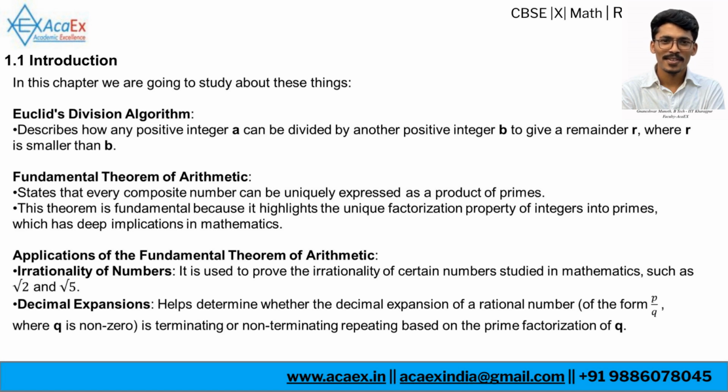Euclid's division algorithm. This principle describes how any positive integer a can be divided by another positive integer b to yield a remainder r that is smaller than b. The fundamental theorem of arithmetic. This theorem states that every composite number can be uniquely expressed as a product of prime numbers.